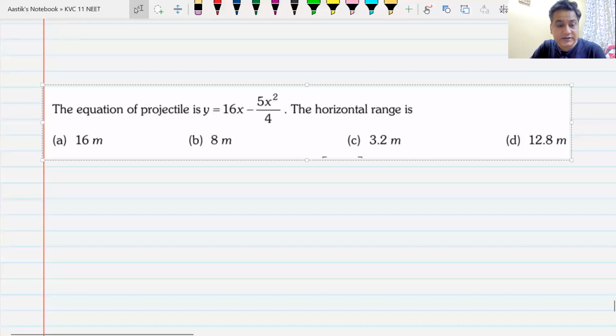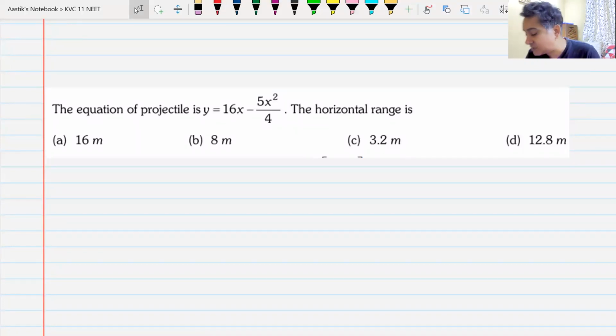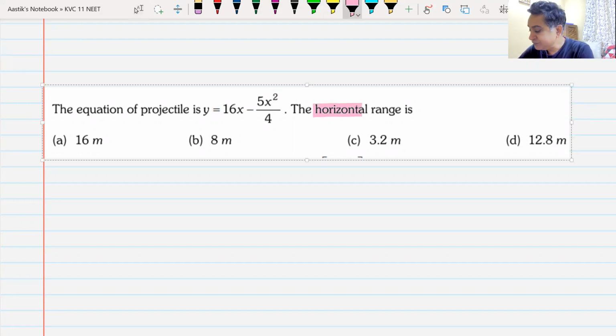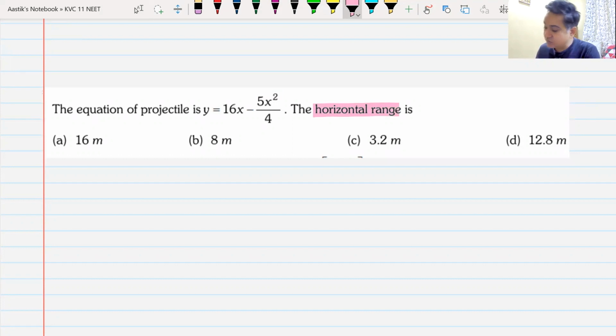And here comes the question for the day. The equation of a projectile is given by y is equal to 16x minus 5x squared by 4. What is now being asked here is the horizontal range of the projectile. You have 2 minutes to do this. I hope everyone is making notes.